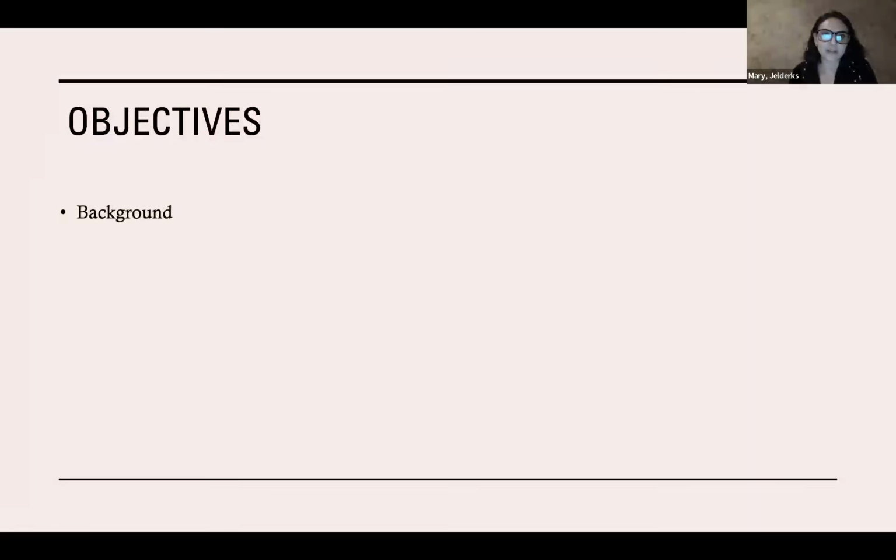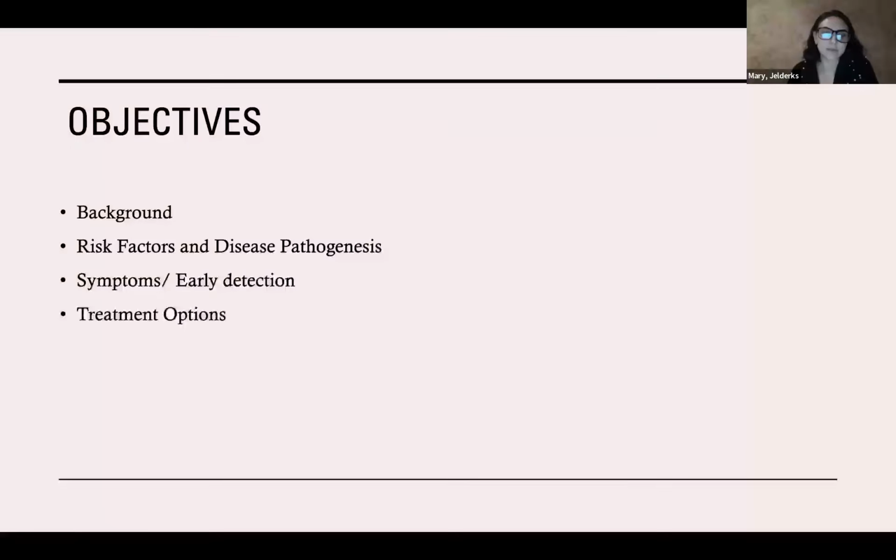So the objectives of the lecture we're going to review include the background, risk factors in disease pathogenesis, symptoms and early detection, treatment options, prevention, and the role of nutrition, and provide you with some resources at the very end as well.